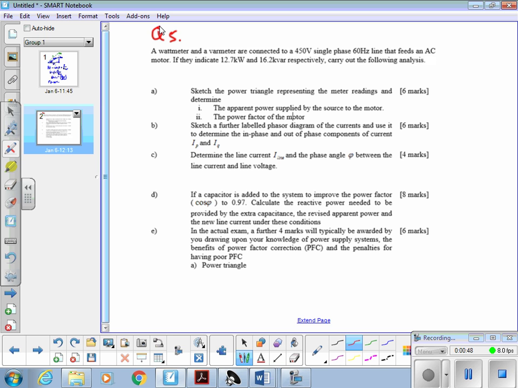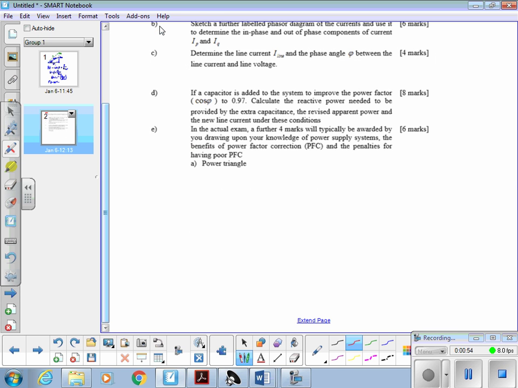So it's pretty simple-ish power triangle stuff in a way. So I'll do A on this page. What does the power triangle look like? Well, we know it's a triangle. We know it's got a right angle. We just draw it out like that.